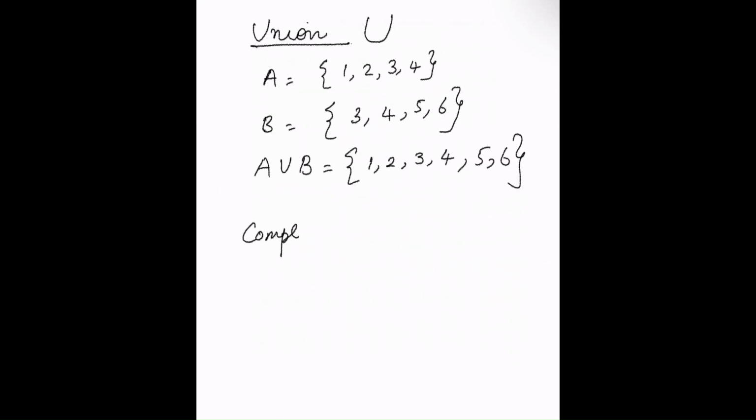Complement is usually denoted by a dash on top. It can be A dash, B dash, C dash, anything. You put the set name, and that dash on top. Okay, that is complement. And what is the meaning of complement?